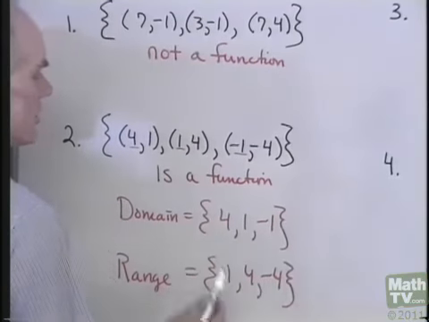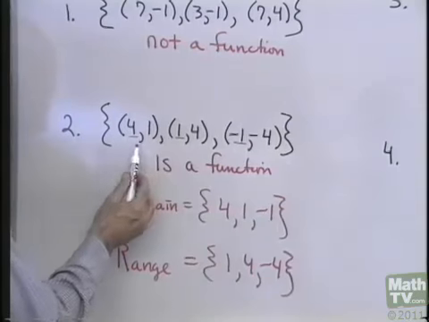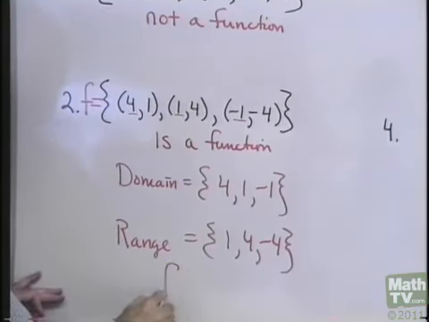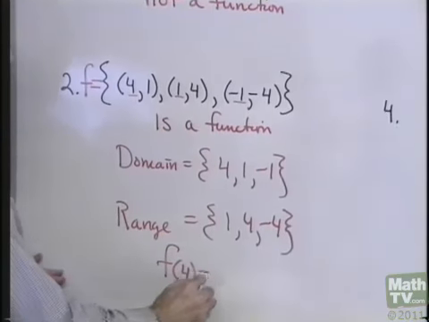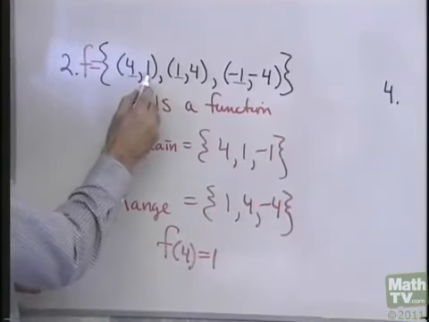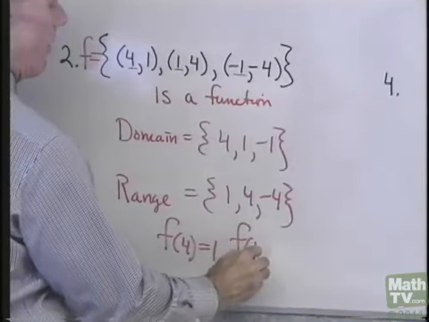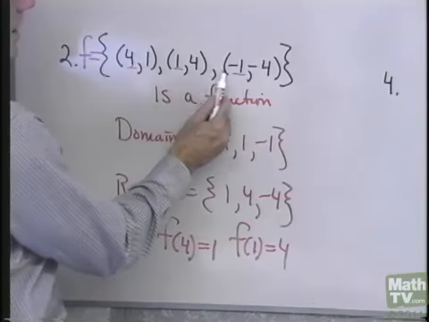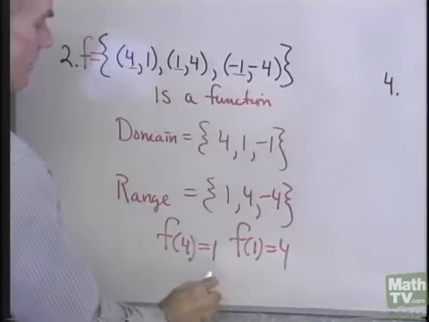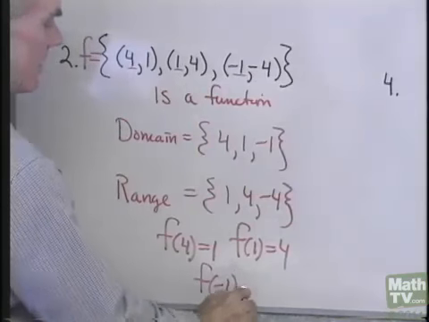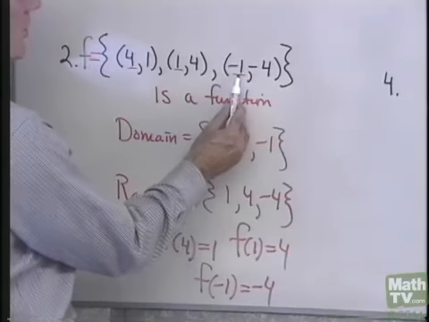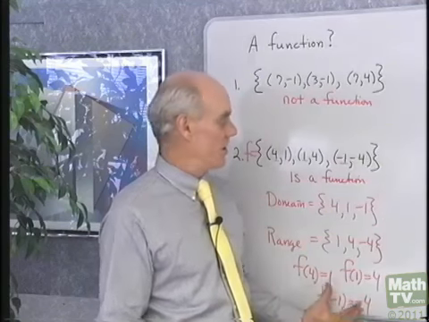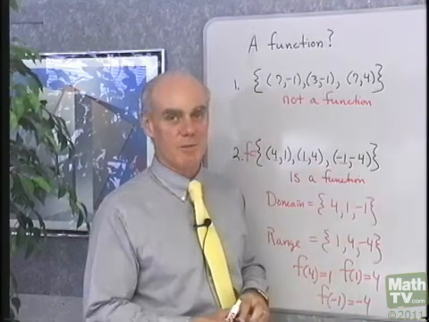Now we can also, with this, use some function notation since this is a function, and if we were to say this is the function, let's say f, then we can say that f of 4 is equal to 1. F of 1 is equal to 4, because when x is 1, y is 4. And f of -1 is -4, because when x is -1, y is equal to -4. So I can even use function notation like this when I have a set of ordered pairs for my function.